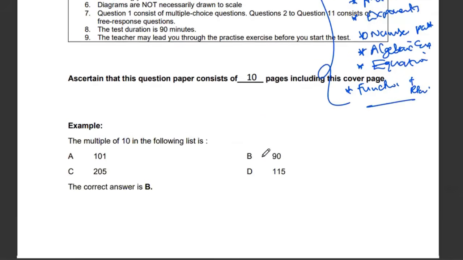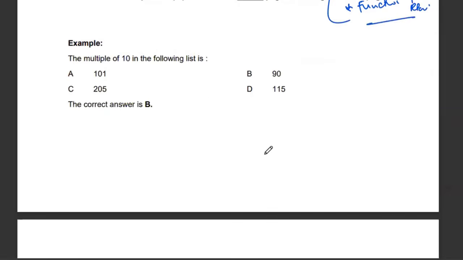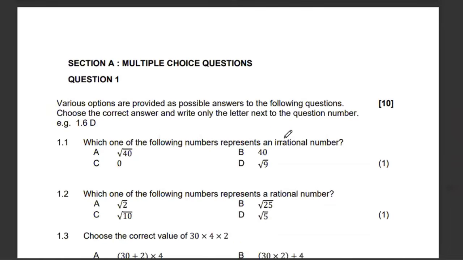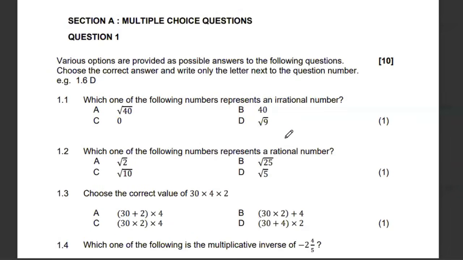Question number 1. They are showing us that we must answer the multiple choice. Only write the answer, let's say B. In that case, Section A, we have 10 questions. Which one of the following represents an irrational number? Irrational numbers are basically numbers that cannot be written as fractions. Examples, the square root of non-square numbers. If the number that is under the square root is not a perfect square, then that number becomes irrational.